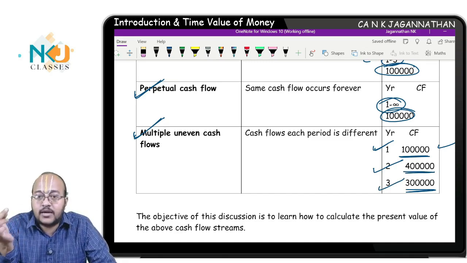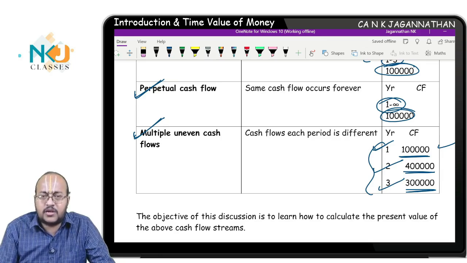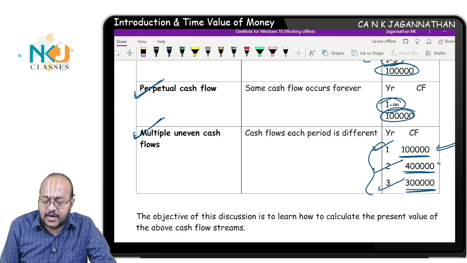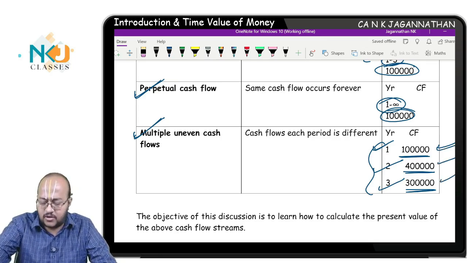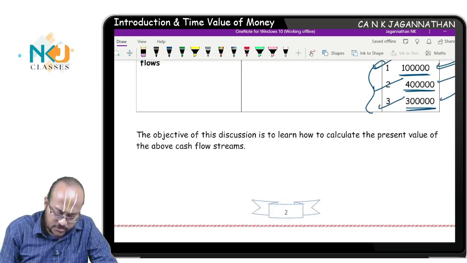It is not only for 1 year. It is received over a period of 3 years, or 3 or 4 years, any number of years. But the cash flows are different. The cash flow stream is also different. 1 lakh rupees you receive at the end of year 1, then 4 lakh, 3 lakh, 5 lakh, any amount. This is called multiple uneven cash flow, right?